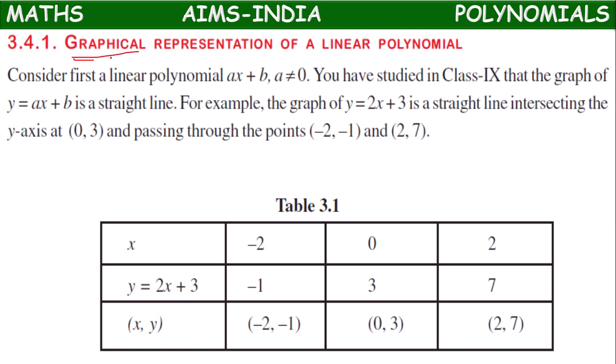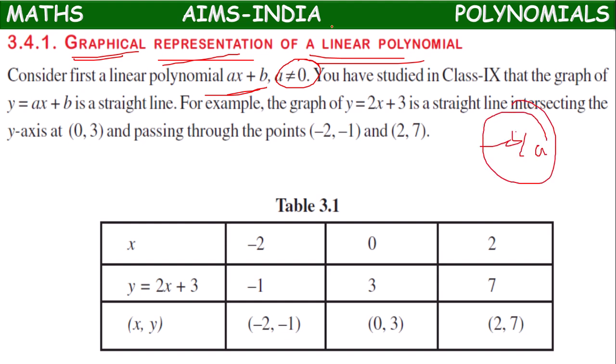So first, the graphical representation of a linear polynomial. If we have ax plus b, where a is not equal to 0, then the zero will be minus b by a, but we have to locate this on the graph. In 9th class we learned that the graph of ax plus b is a straight line.